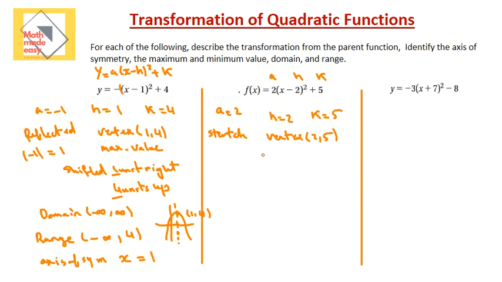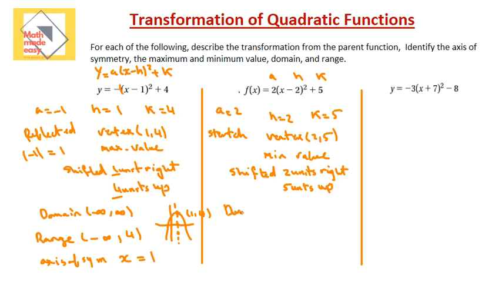If it's not reflected, I know that this vertex is a minimum. The whole graph will be looking upwards. So this is a minimum value. What else do I know? Is there any shift? Yes, shifted. How much? 2 units to the right and 5 units up. So I know it's shifted to the right 2 units and up 5 units.